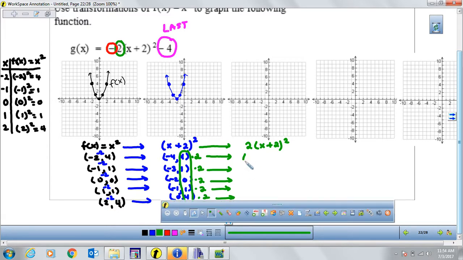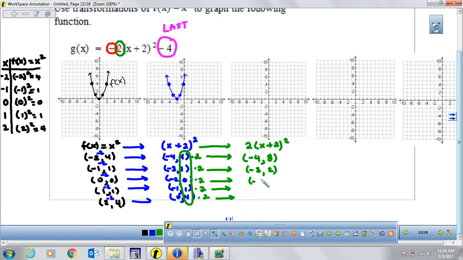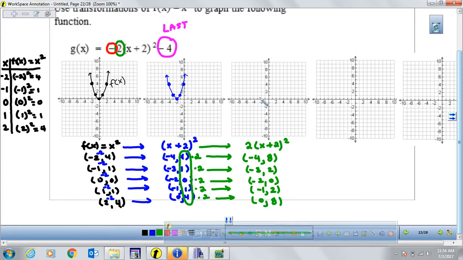So that's going to give us this. Negative 4 comma 4 times 2 is going to be 8. Negative 3 comma 1 times 2 is going to be 2. The next one, negative 2 comma 0 times 2 is still 0. Negative 1 comma 1 times 2 is going to be 2. And 0 comma 4 times 2 is going to be 8. So negative 4 and positive 8 is the first point. Then negative 3 and positive 2, negative 2 and 0, negative 1 and positive 2, and 0 and positive 8.